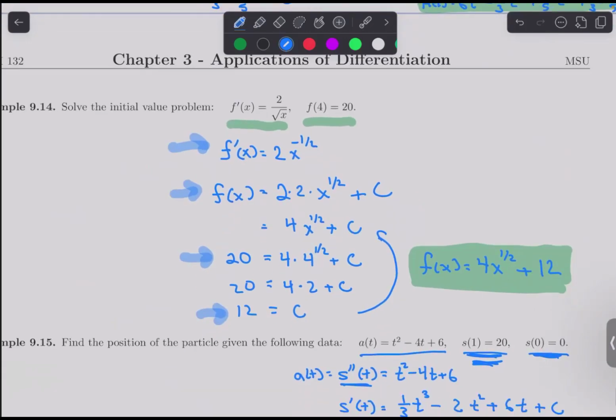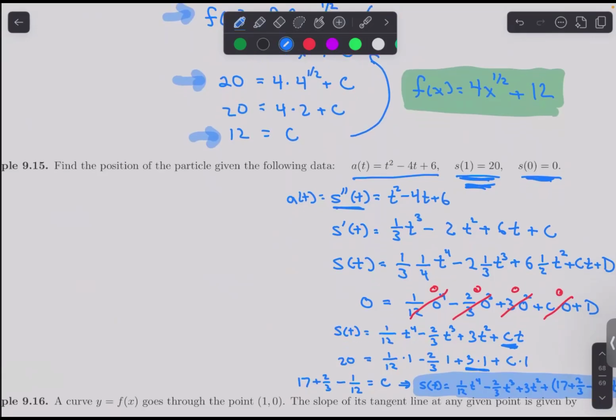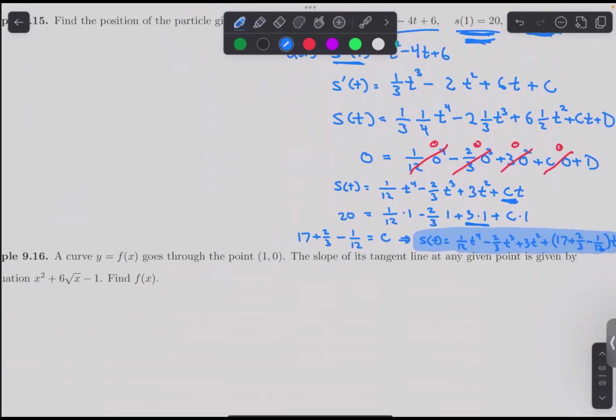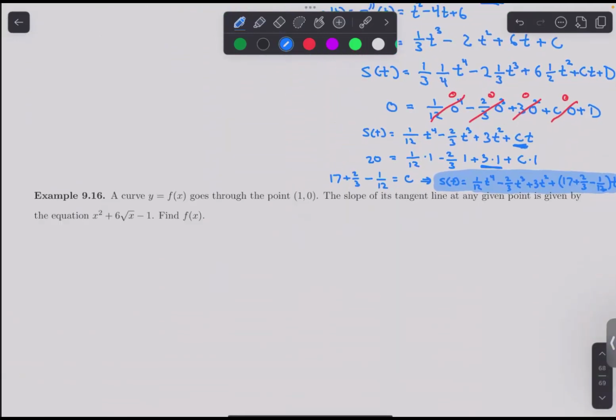We have kind of more of the application-y stuff, right? That, hey, this can be used to find position if you're given acceleration. So this is the more application stuff. And this is the more graphical, even though you don't see a graph, right?